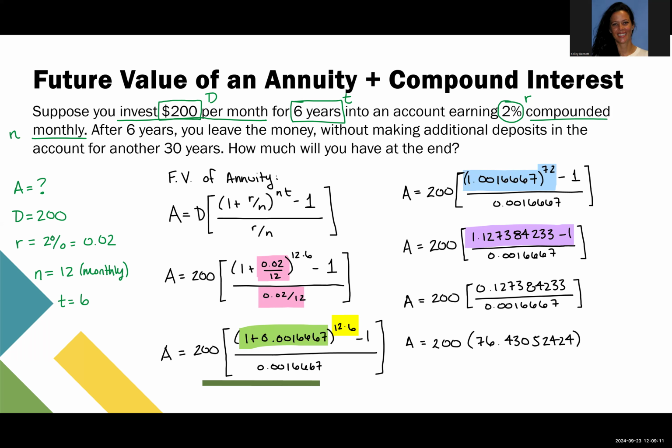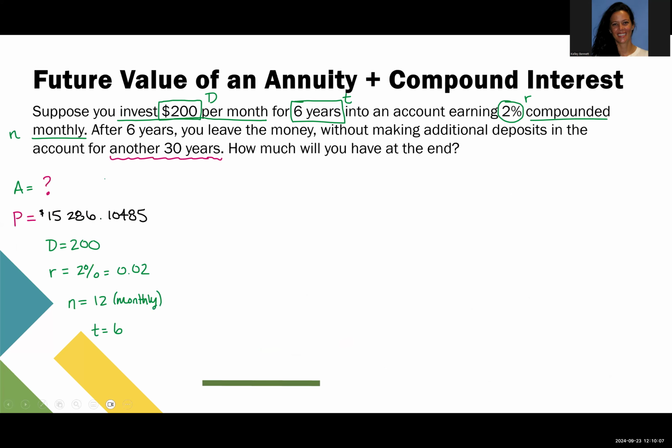So we've got 200 times 76.43, etc. And we'll go ahead and multiply that out. But let's not round yet because we're going to use this value for what happens in the next 30 years. So we're going to take that 15,286.10485. That's our principal. That's what we're going to let sit as a lump sum for our compound interest.